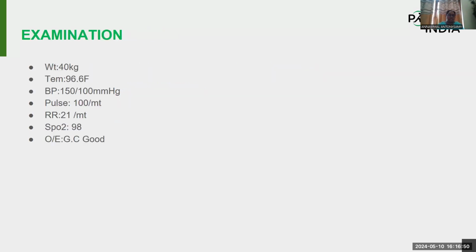On examination: weight 48 kg, temperature 96.6 degree Fahrenheit, blood pressure 150 by 100 millimeter of mercury, pulse 100 per minute, respiration 21 per minute, saturation 98%, and general condition was quite good.